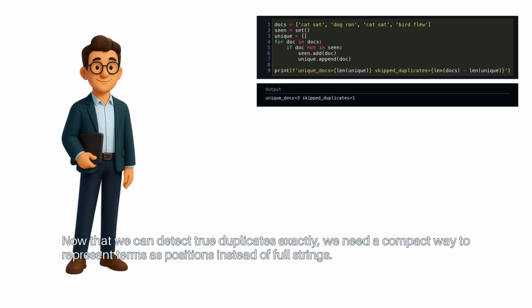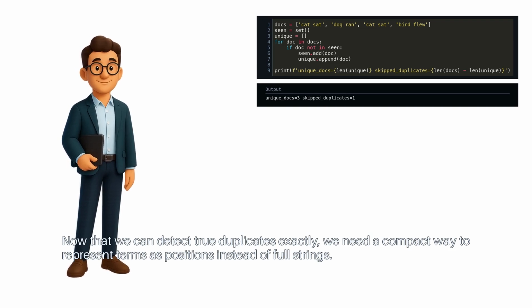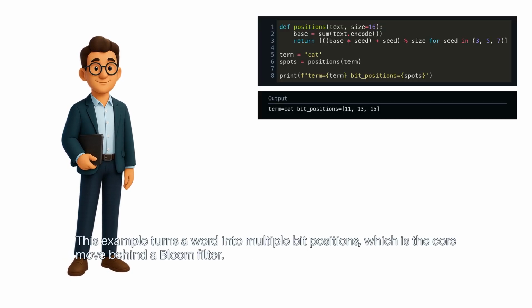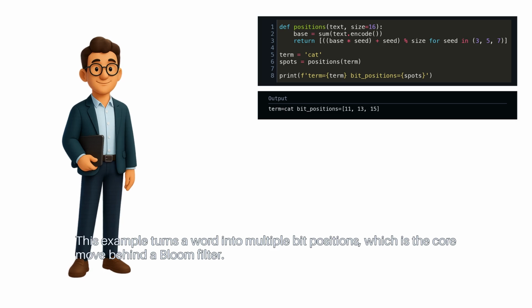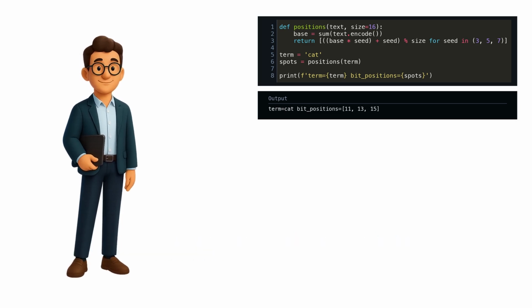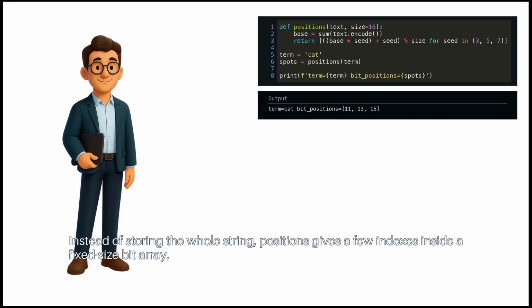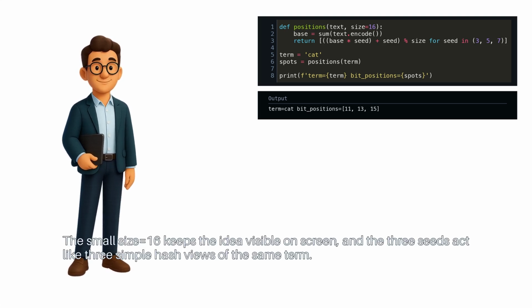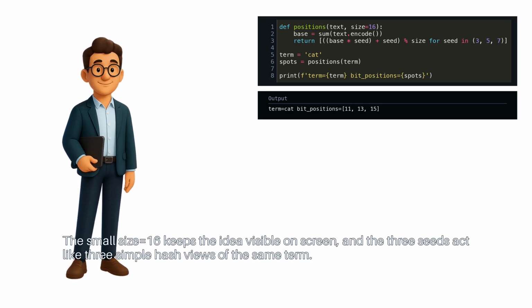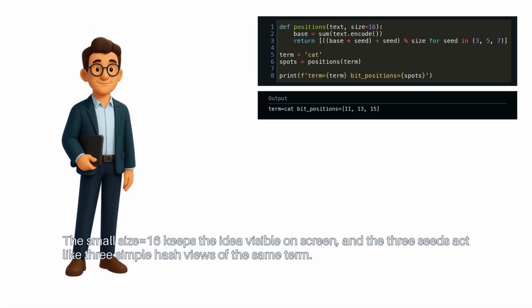Now that we can detect true duplicates exactly, we need a compact way to represent terms as positions instead of full strings. This example turns a word into multiple bit positions, which is the core move behind a Bloom filter. Instead of storing the whole string, positions gives a few indexes inside a fixed size bit array. The small size equals 16 keeps the idea visible on screen, and the 3 seeds act like 3 simple hash views of the same term.